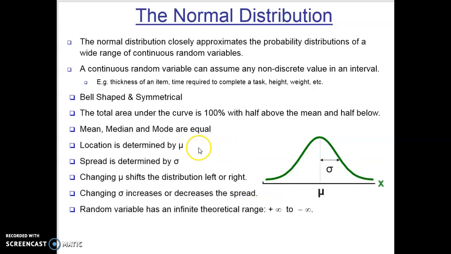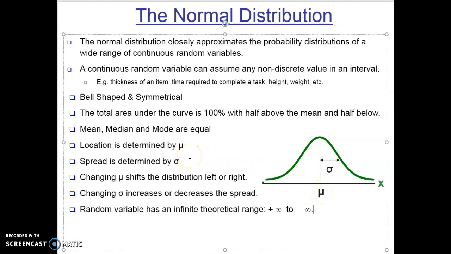The location of the bell curve of the distribution is determined by mu, which is our mean. So if the mean were to go up, let's say we go from a height of 5'8" as the mean to 5'10", this whole curve will shift. This whole thing will move to the right. The shape would not change. The whole thing would just shift to the right. Or if the mean went down, then the whole thing would shift to the left.